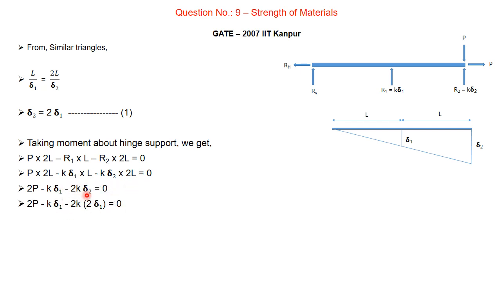Now I substitute the value of delta 2 that we got from equation 1, that is delta 2 is equal to 2 times delta 1, and all other terms I'll keep as they are. If I simplify it further, 2P minus K into delta 1 minus 2 into 2, that is 4K into delta 1, is equal to 0. Now minus 1K delta 1 minus 4K delta 1 gives 2P minus 5K delta 1 equal to 0. When I simplify this, I get delta 1 is equal to 2P by 5K.